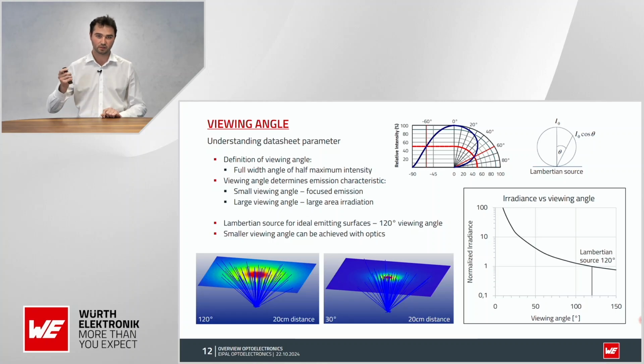Laser pointers, for example, have a really, really low viewing angle. So the amount of light per area is going up a lot. You have a high amount of light on a small area. This is why you shouldn't look into laser pointers.